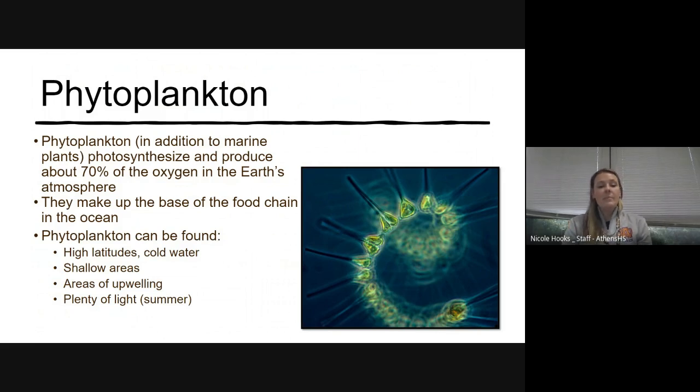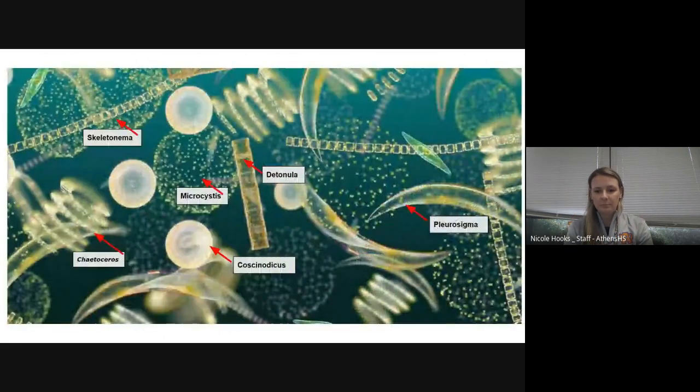They can be found in high latitudes of cold water. So they like colder areas. They're nutrient rich. In colder areas it's easier for them to stay afloat because cold water is denser. They like shallow areas as well. They like areas that have upwelling, and they like plenty of light. So they stay up near the surface as much as possible.